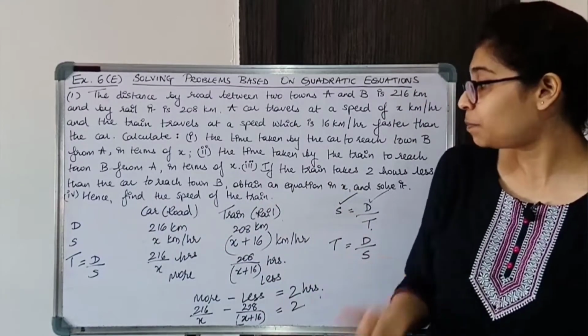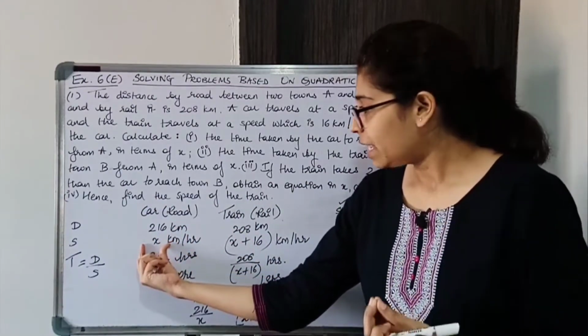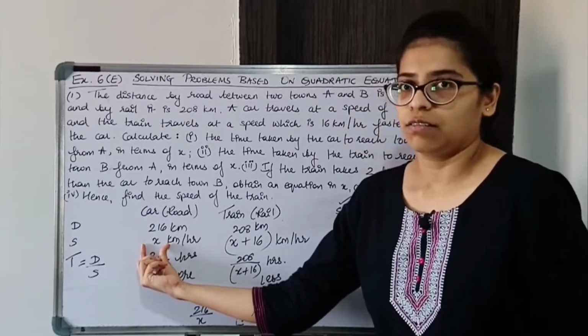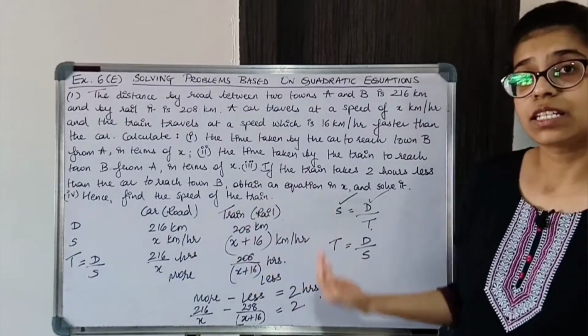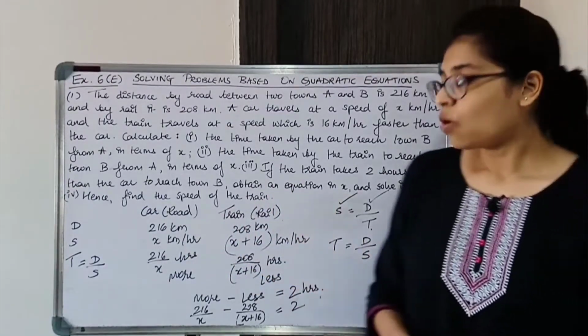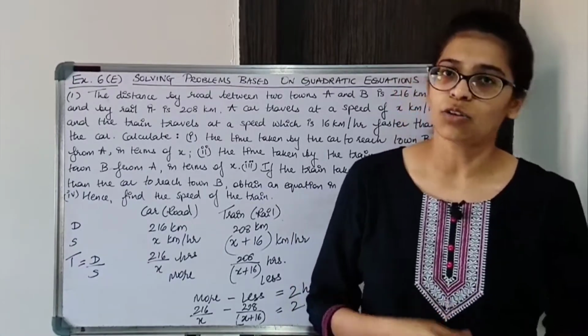We have to find the speed of the train. You will get x का value and x will give you the speed of the car. We need to find the speed of the train, that will be x plus 16. Okay, so now let us write down the given in proper manner and then start solving.